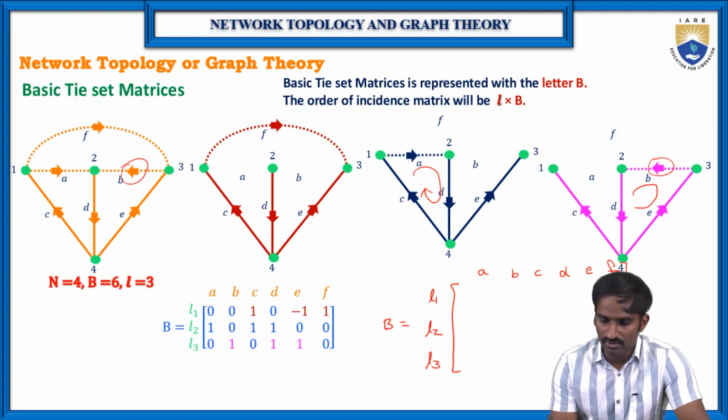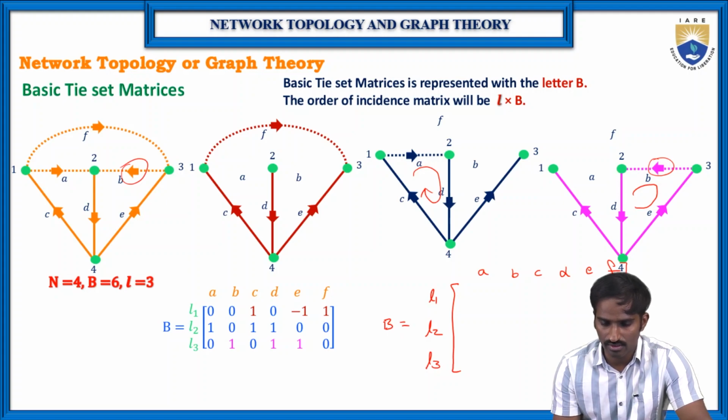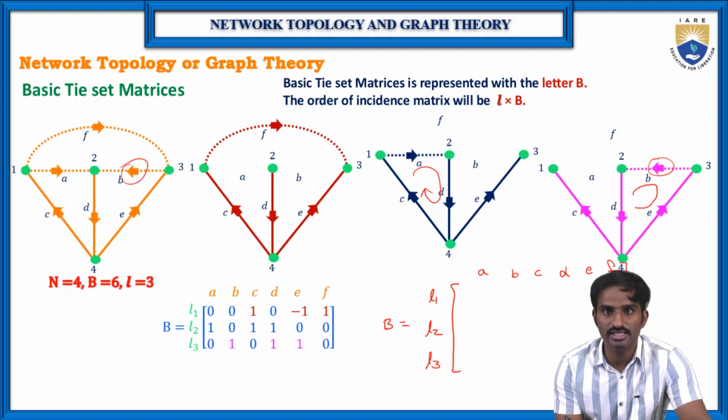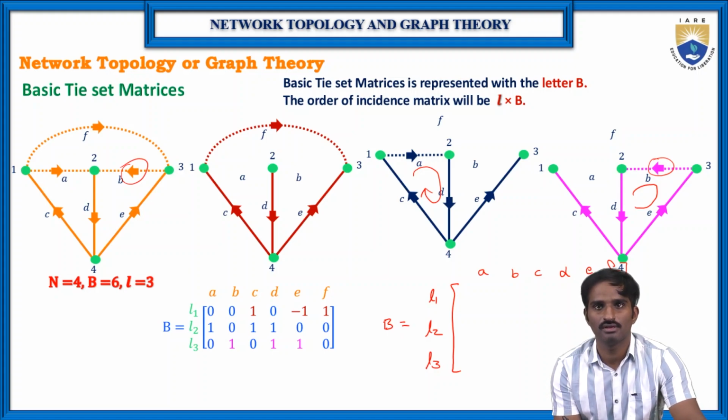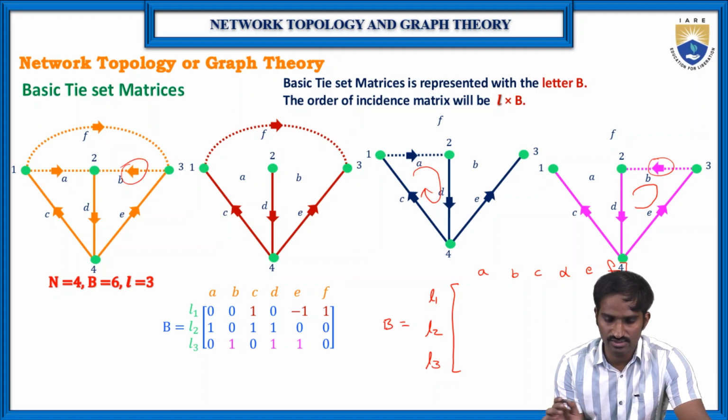So first, link L1. What is the link L1? Here it is F. Is there any connection between F and this A? We only look at the connections between F and the other branches. One is C, another one is E, and of course F is already there.